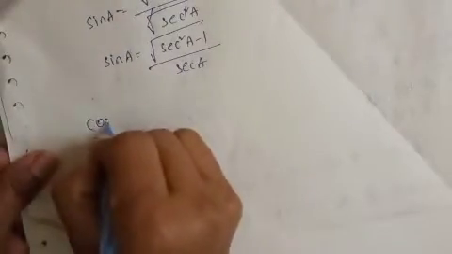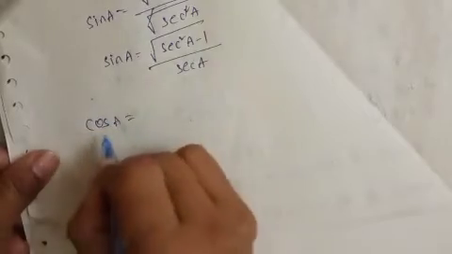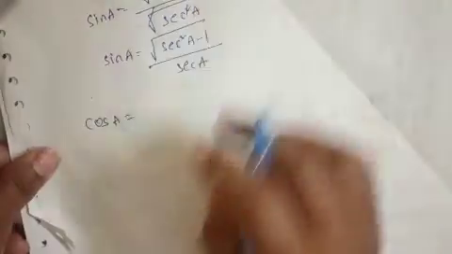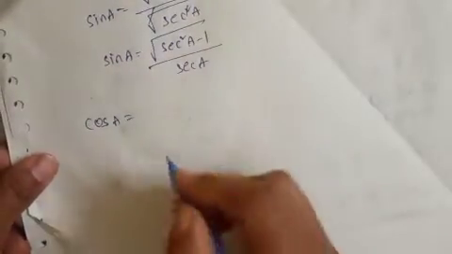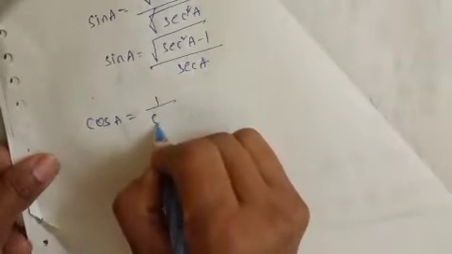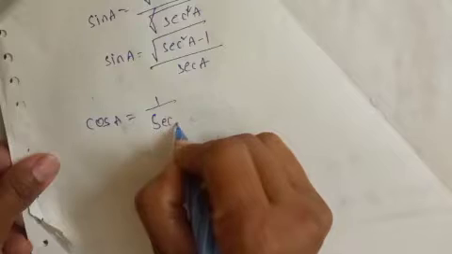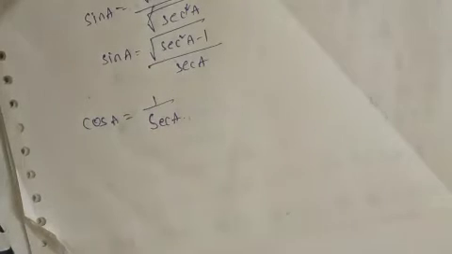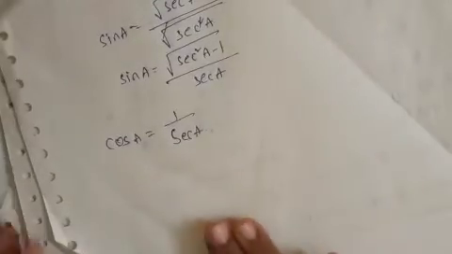Next, the cos A value. This value we find in terms of secant value. Simply we can write cos A equal to 1 by secant A.